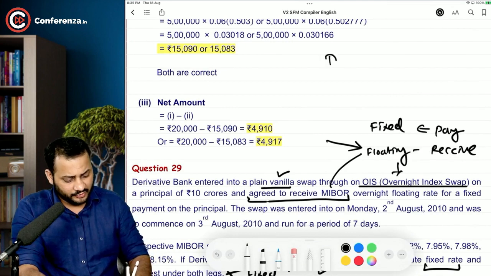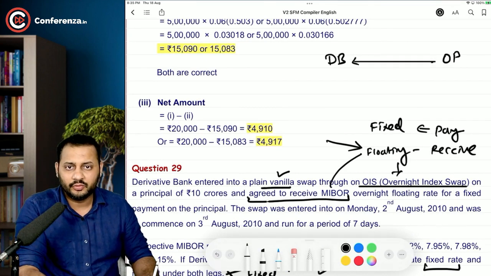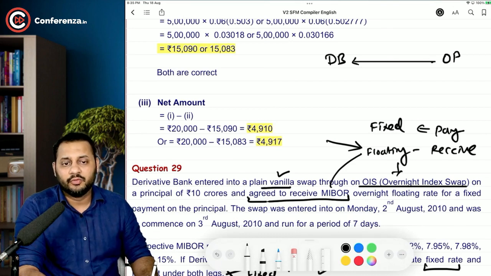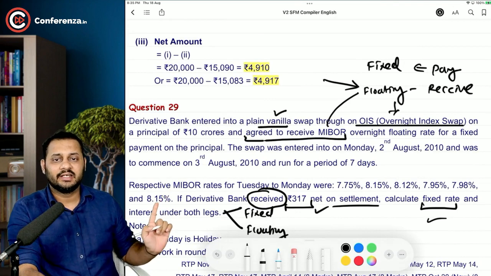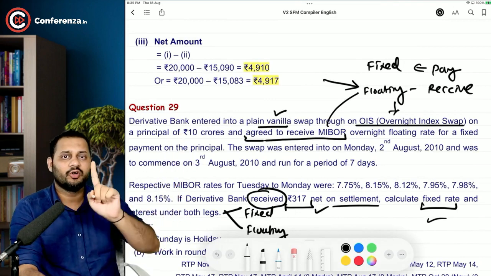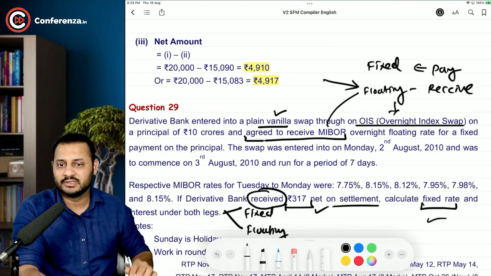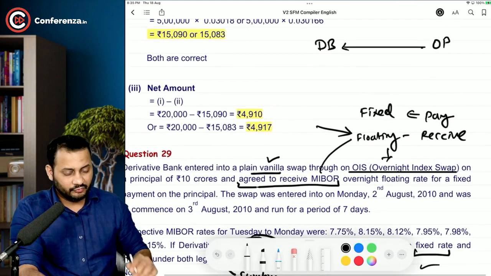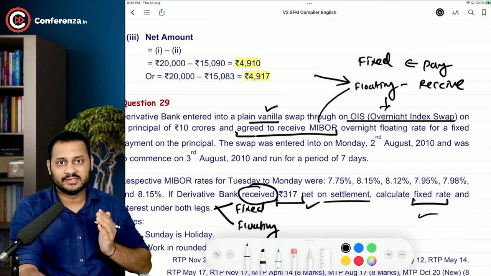So what is happening? This is the derivative bank, and this is the other party. Every day we are to receive a floating rate, which is given to you. So you can easily calculate that amount: 7.75% on 10 crore for 1 day. This is per annum, so you have to calculate it for 1 day, 1 divided by 365. So for all the 7 days, you can easily calculate the floating receipt.